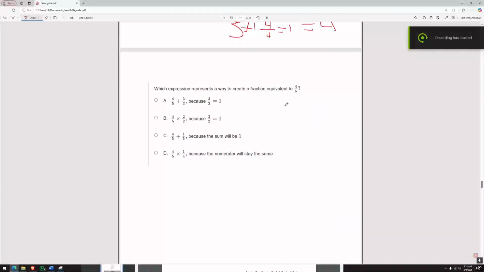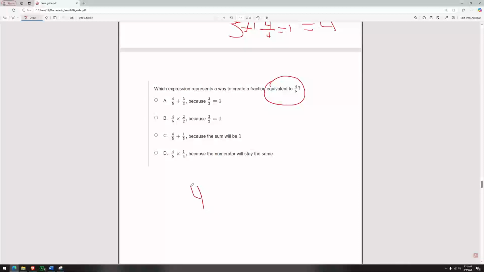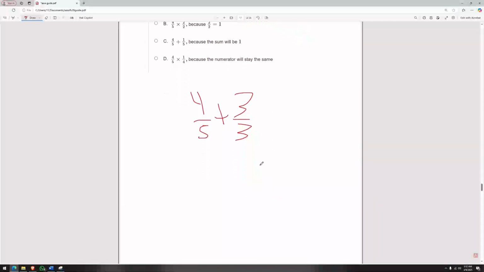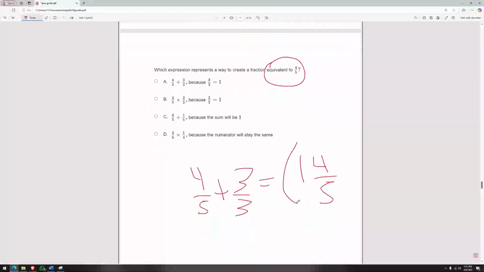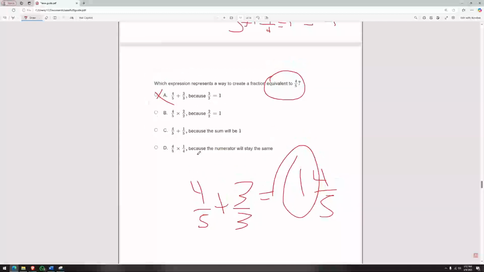Okay, this one is easy. We need to find an equivalent fraction for 4/5. A ver, the first one. 4/5 plus 3/3. And we know 3/3 equals to 1, so it will be 1 and 4/5. Nope, no es equivalente. Bye.